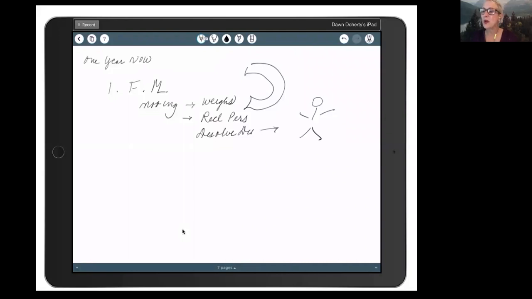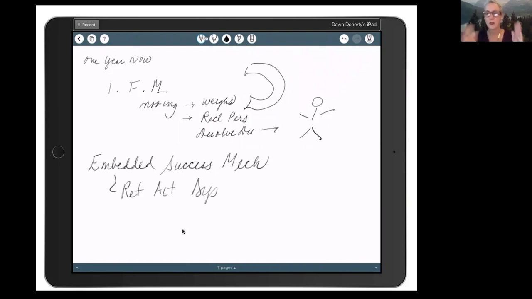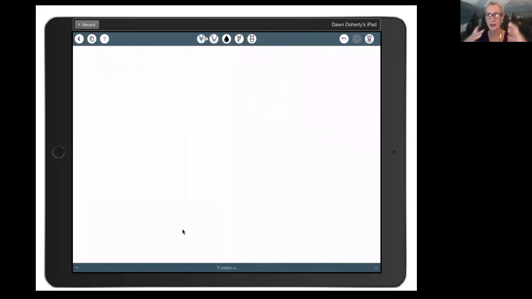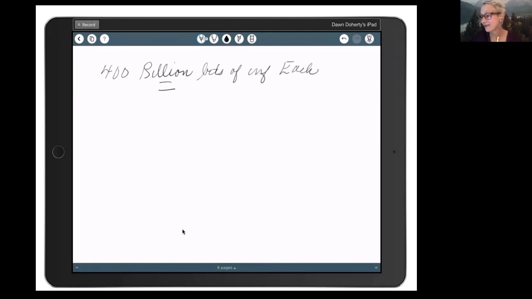Okay, so now I'm going to talk to you about something that I mentioned earlier, which is this embedded success mechanism that each of us carry, and it's called the reticular activating system. Here's something to wrap your brain around, and when I learned about this, it did blow my mind. Scientists now know that the brain receives 400 billion bits of information each second.